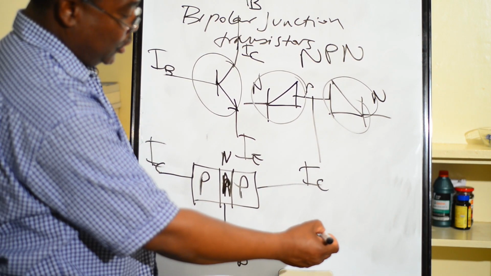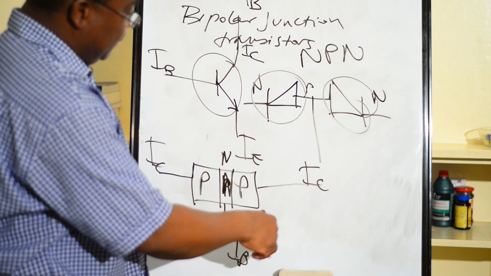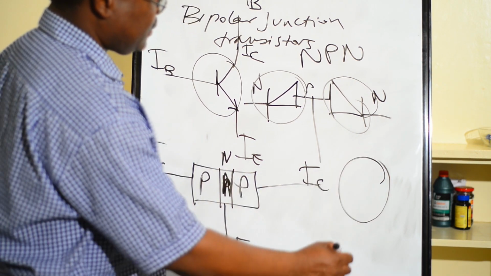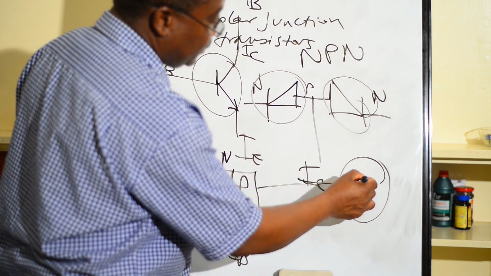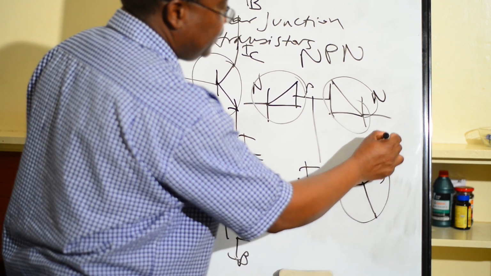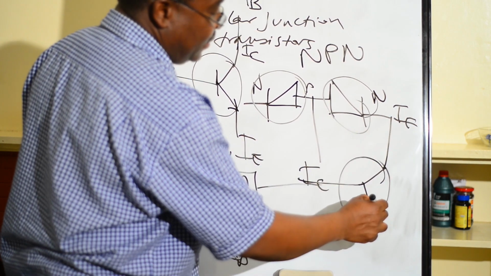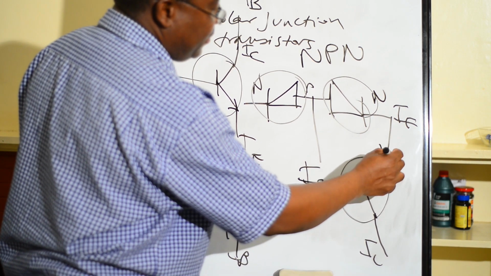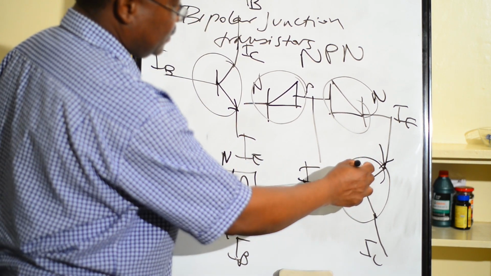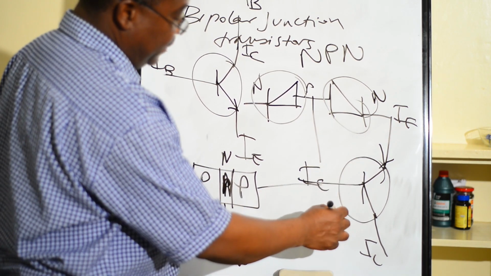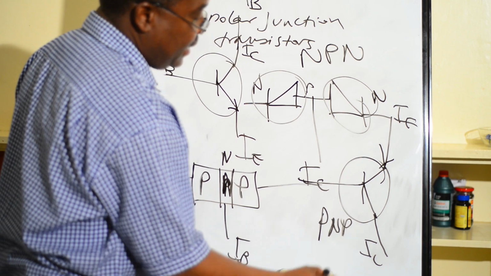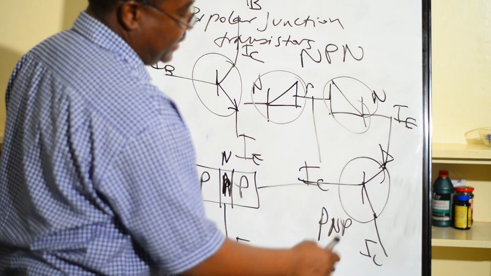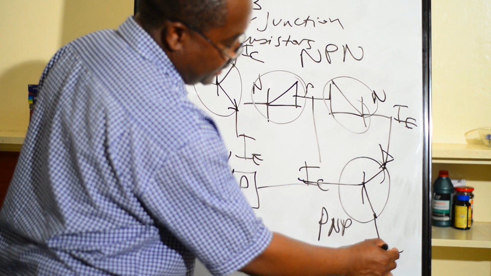So we can show the electrical representation of PNP in this one. Our circle as usual. We have our emitter here and our collector here. The current is flowing towards the transistor. This is P and P. The emitter current is flowing towards the transistor, and the ground is on the collector side.